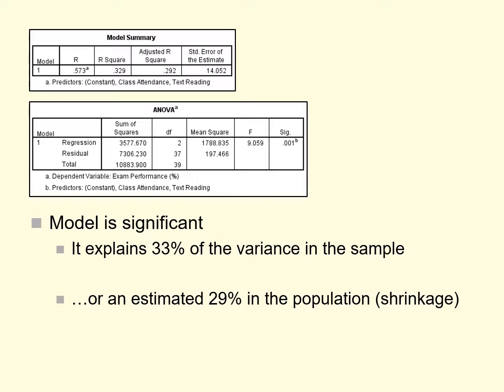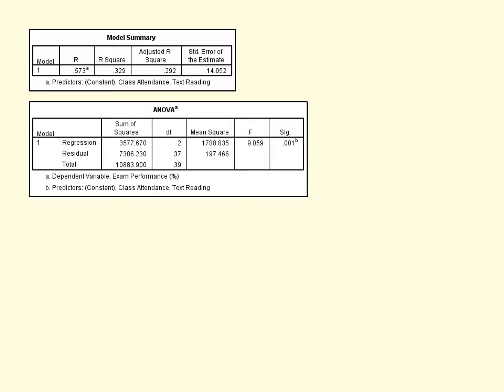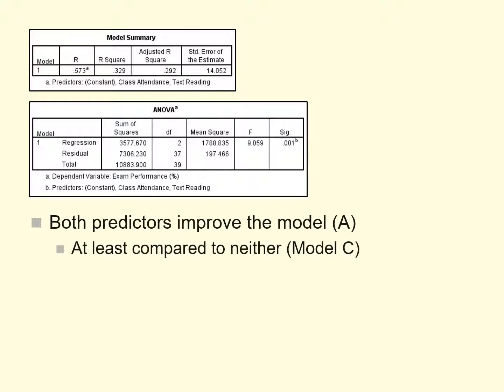So roughly a third of the variance in exam performance can be explained by, or is associated with, the combination of class attendance and text reading. If we wanted to interpret these results, we might say that a model that includes both of these predictor variables, that is the augmented model, is a better description or provides better prediction for the data than does a compact model that includes neither of them.